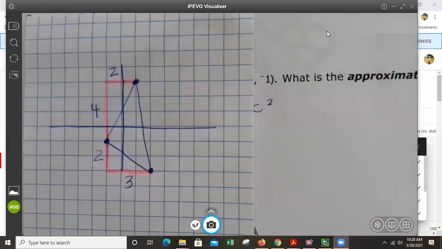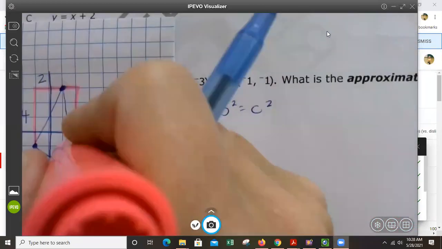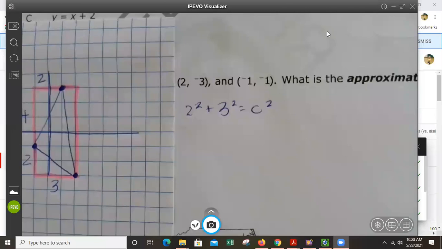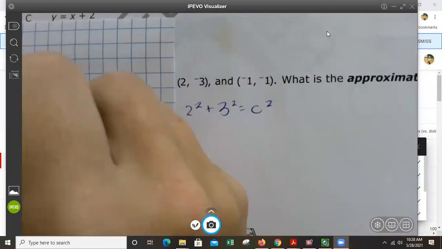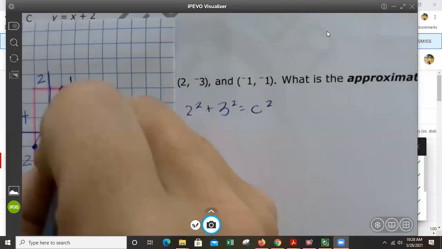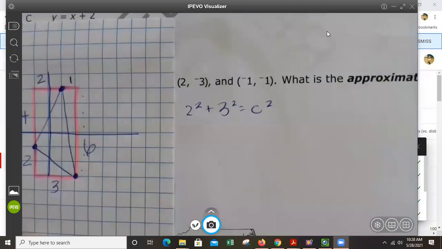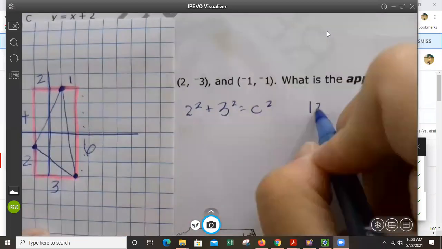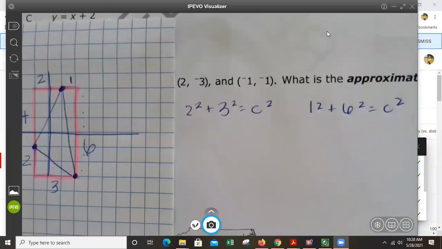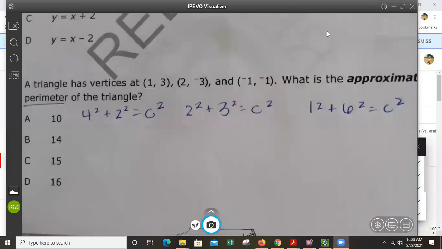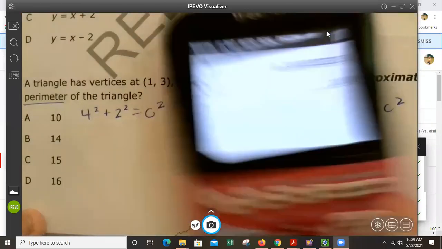And then on the last side, what's my rise and my run? 1 here, 1, 2, 3, 4, 5, 6. Remember to count the boxes. So I'm going to do 1 squared plus 6 squared. So now everybody knows where all those numbers came from, right? You're going to use your calculators to solve them. 4 squared plus 2 squared.